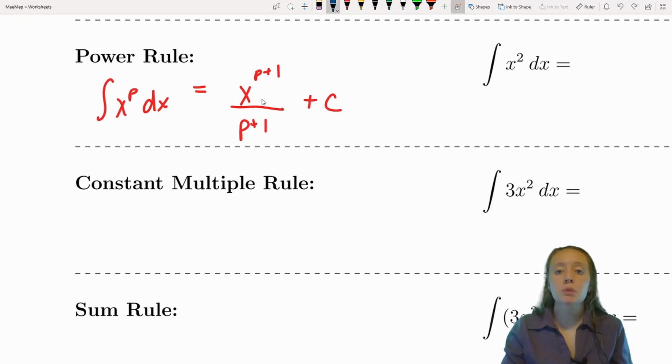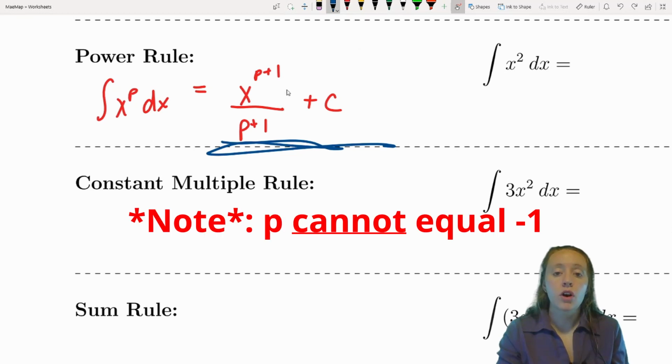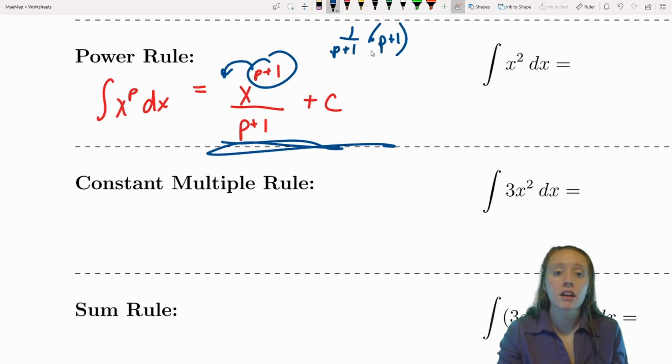So x to the p plus 1 over p plus 1. And think about this. What happens if you take the derivative of this new function? We should get our x to the p. So think about it. If we took the derivative of x to the p plus 1 over p plus 1, pull that constant out in front, 1 over p plus 1, and then we multiply that by bringing the exponent down, that would be p plus 1, and then decreasing that exponent by 1, x to the p plus 1 minus 1, and then taking the derivative of c, that's a constant, that goes to 0.